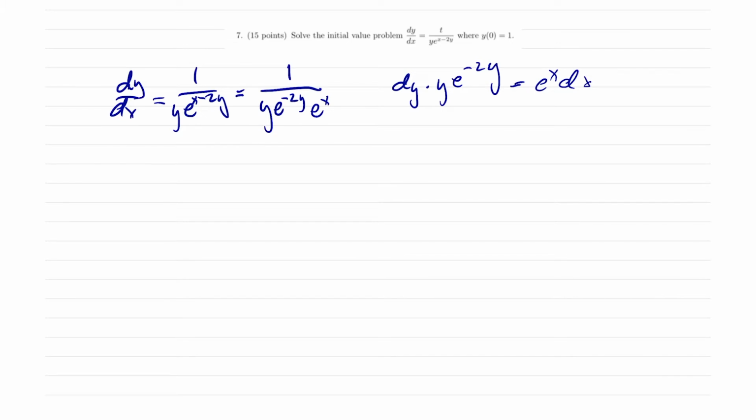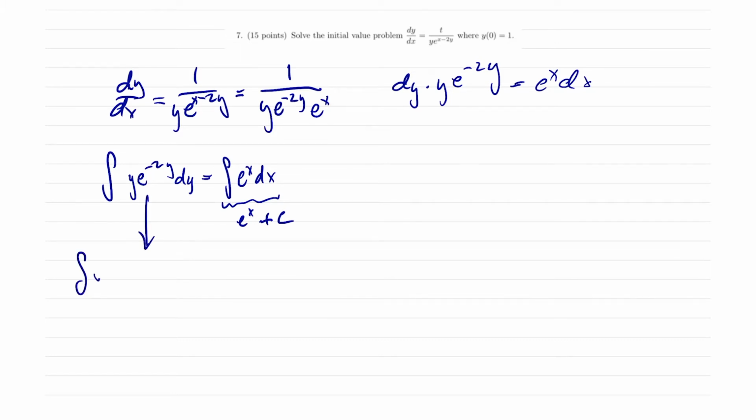And so we're looking for the integral of y e to the minus 2y dy, and this should be equal to the integral of e to the x dx. And again, don't forget to add plus c when you get there. This quantity is just e to the x plus c, so that's no problem. This one is where integration by parts is going to come up. So we have integral of y times e to the minus 2y dy is equal to, say, u is equal to y, and dv is equal to e to the minus 2y dy.